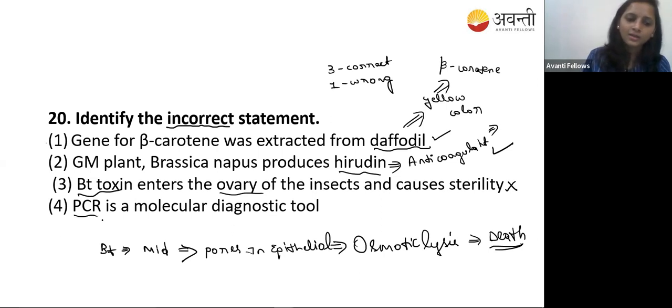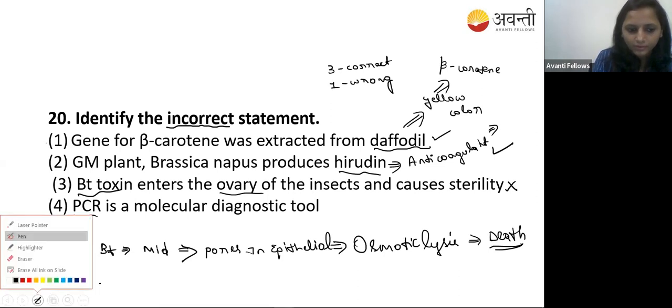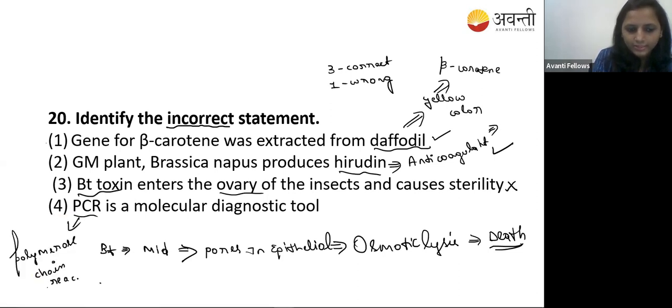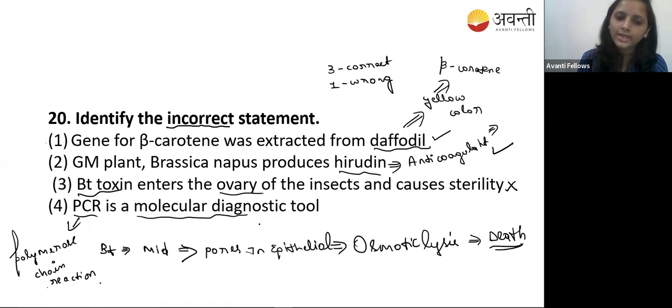Then coming to PCR, that is nothing but the polymerase chain reaction. That is a molecular diagnostic tool, so we use it for the diagnosis of diseases. For example, RT-PCR is used for diagnosing the coronavirus. Many PCR types are used for the diagnosis of some diseases, and AIDS can also be recognized by PCR. So that is why this option is also correct.